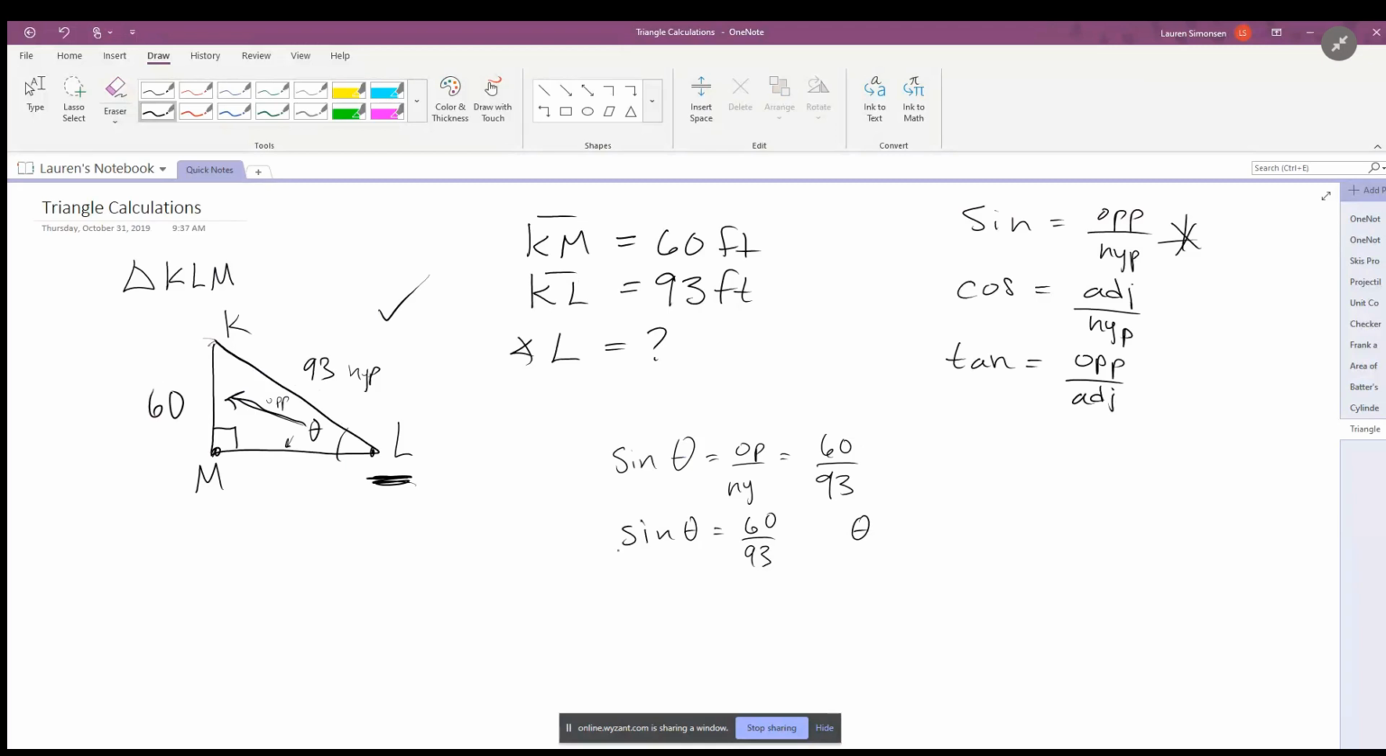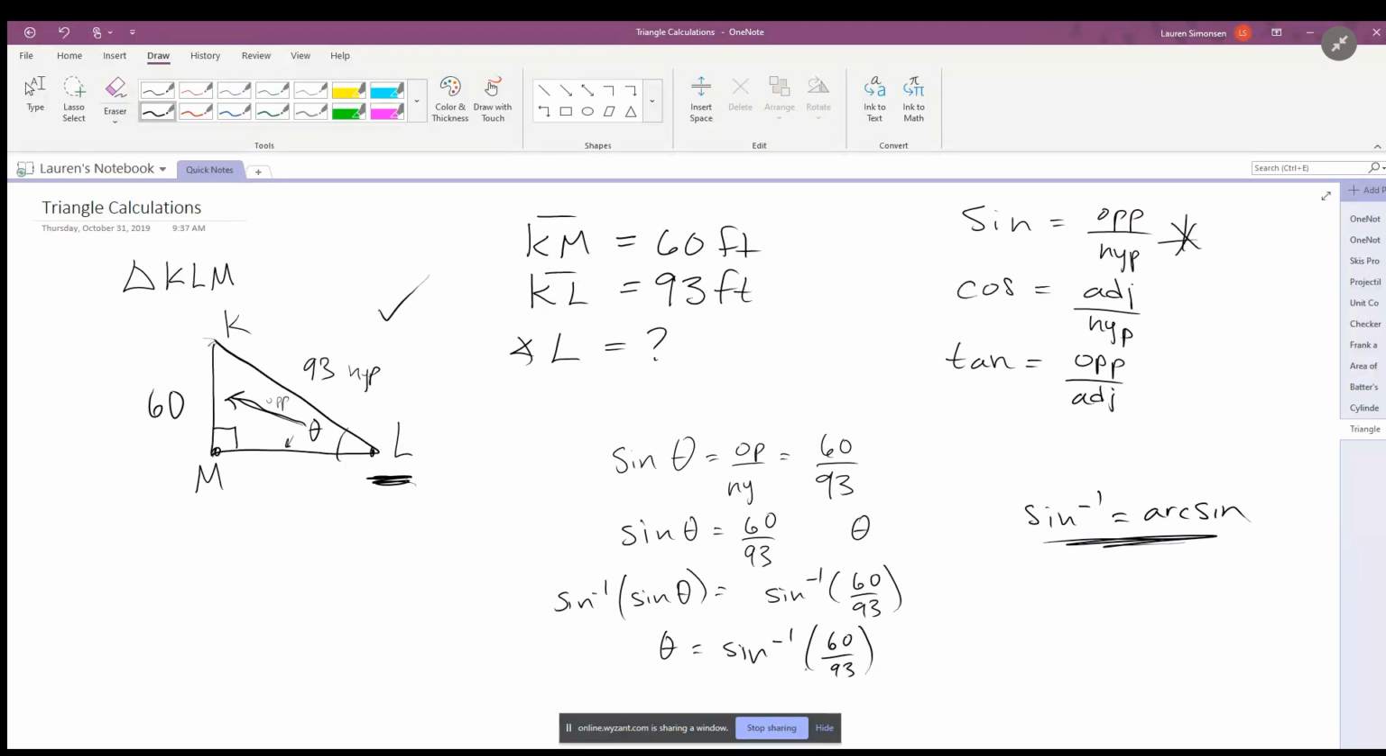So remember, in our algebra, we have to undo the operation of both sides to get theta by itself. And the way that we do that is we take the inverse sine function of both sides. It's this little -1 power. Sometimes it is also written as an arc sine, so sine to the -1. Sometimes it's written as arc sine, depending upon what's on your calculator, they are one and the same. So when we take the arc sine or the inverse sine of sine of theta, it leaves us with just theta. And then we have the inverse sine value, 60 over 93.